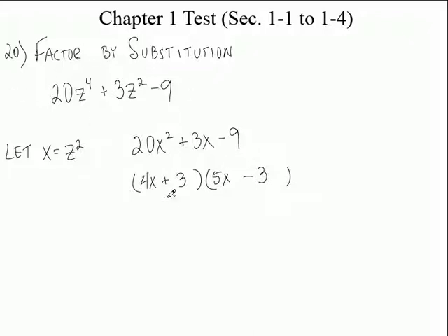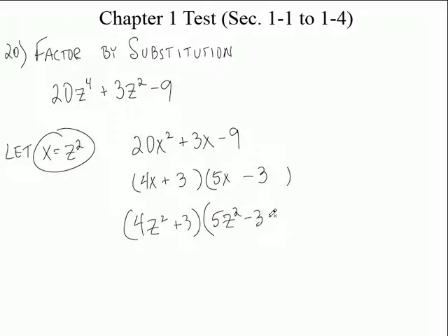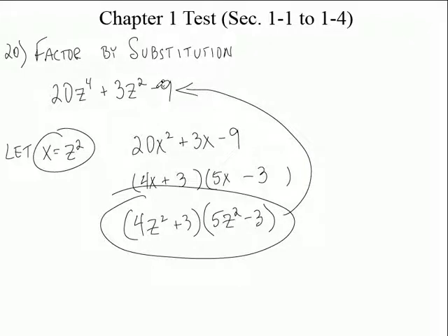So what I'm going to do is come back to this. Wherever I see an x, what am I going to do? I'm going to replace it with a z squared. So instead of 4x, it's going to be 4 what? Z squared. Then just put the plus 3. And then instead of 5x, it's going to be 5, what did we say x was? Z squared. So I'm just going to replace that x with a z squared and put minus 3. Now, that is the answer to this one right here. We kind of took a side road a little bit, and then we got back on the right road by replacing it with the z squared.